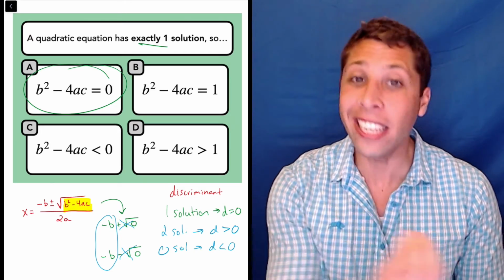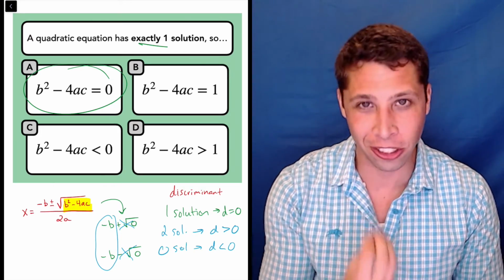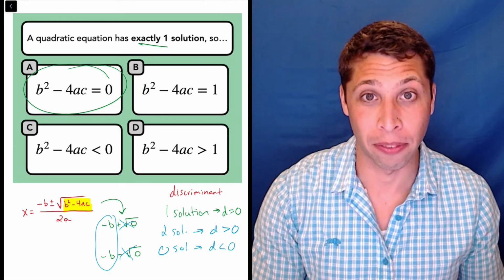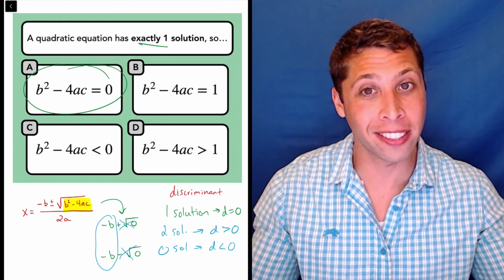So all of this is easier to memorize if you already understand the quadratic formula, because then you understand where this discriminant idea is coming from. Hopefully this helped. It's a hard concept. Do the best you can.